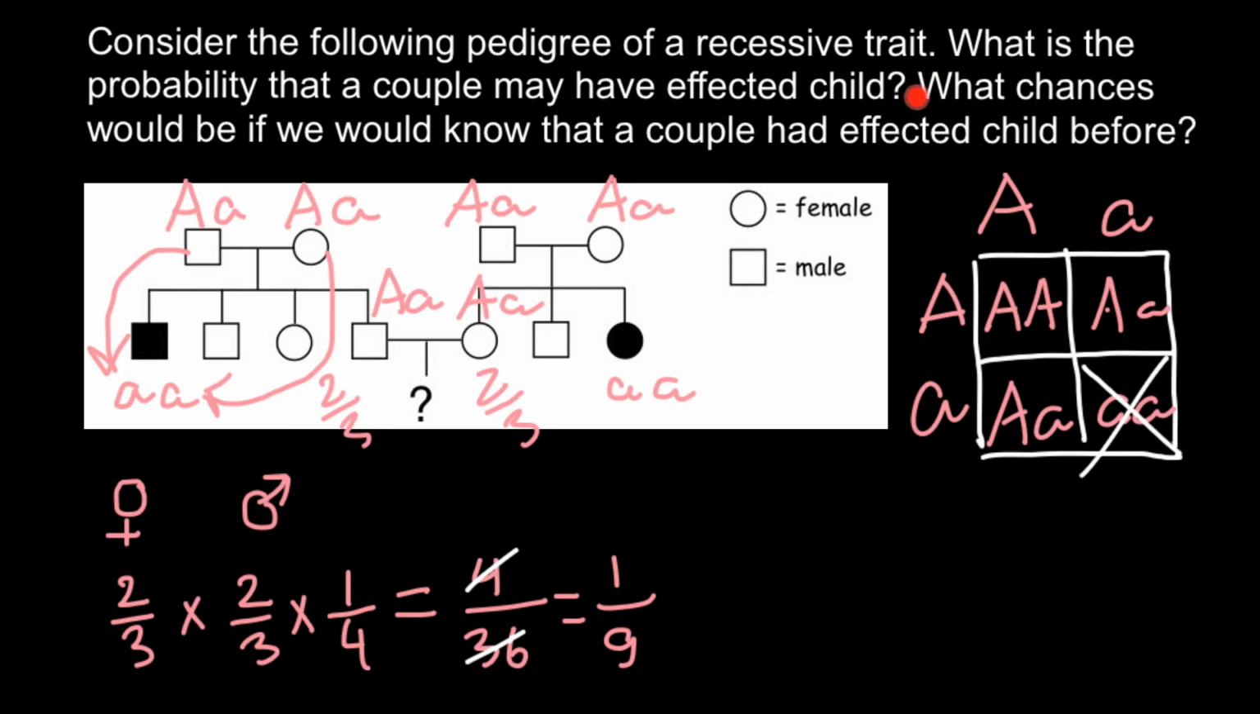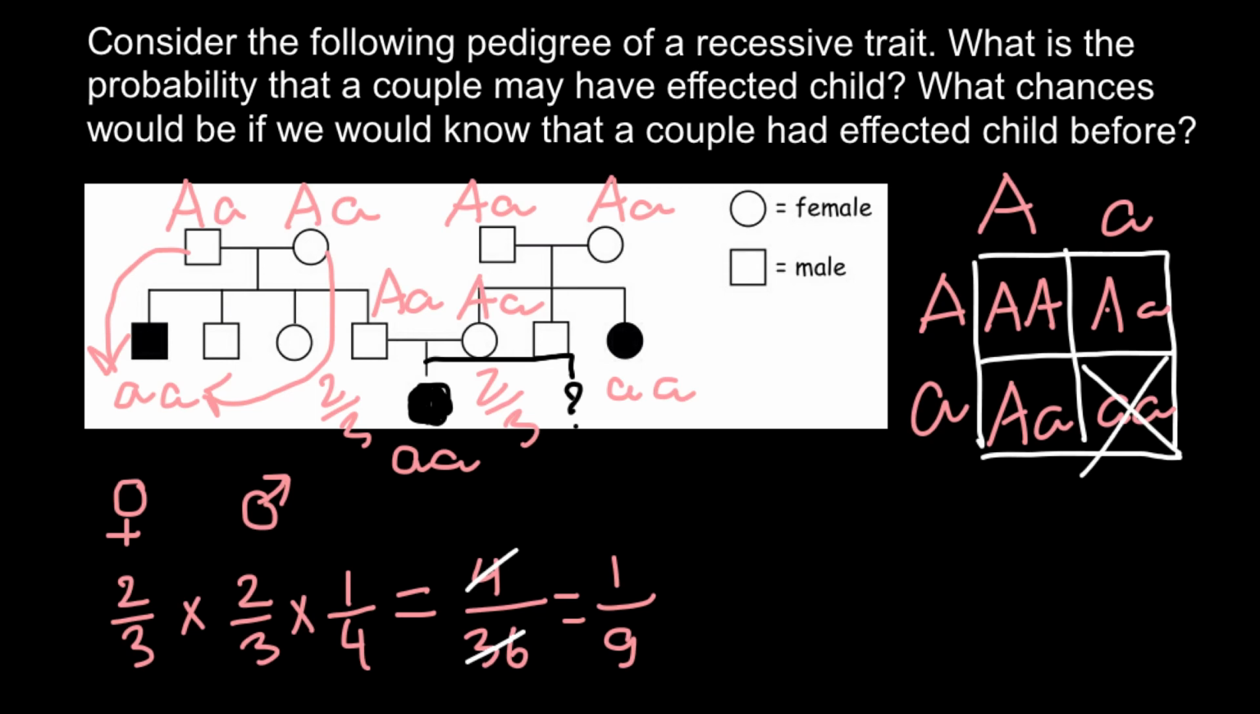And now let's move to the second question. What would the chances be if we knew that the couple had an affected child before? So if we knew that the couple had an affected child, for example, this could be a girl, this would be conditional information, or we can also say additional information. So what is the probability that the next child would also be affected? And our calculations would be as follows. Now the probability for both parents to be heterozygous would be 100%. If they have a child which is homozygous recessive, that gives us information that both parents are heterozygous. So instead of 2/3 and 2/3 here, we are 100% sure that both parents are heterozygous.